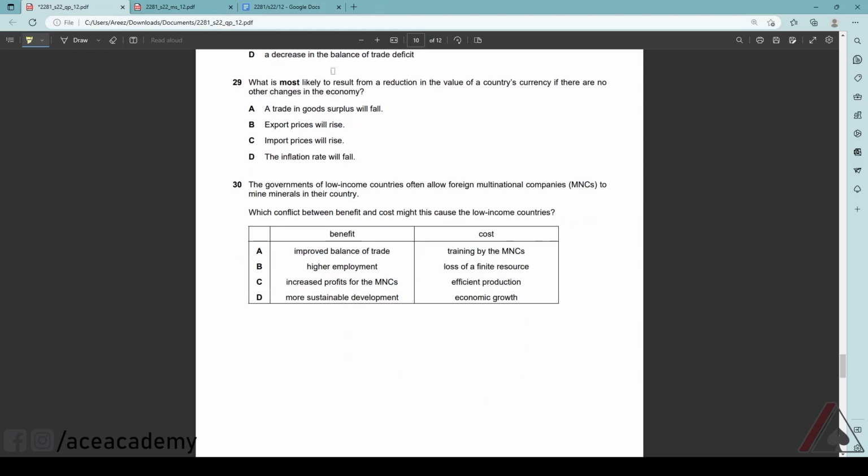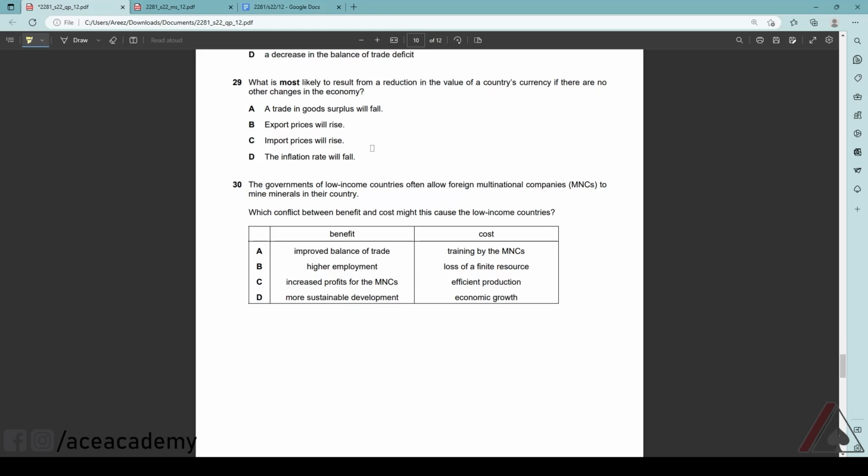29. What is most likely to result from a reduction in the value of a country's currency if there is no other changes in the economy? A, trade in goods surplus will fall. All right. If there is a reduction in the value of a country's currency, it means that there is inflation. Therefore, it would lead to higher prices for exports, and therefore the trade in goods surplus will fall, right? However, the problem here is it's very complicated. It isn't the most natural thing to happen.